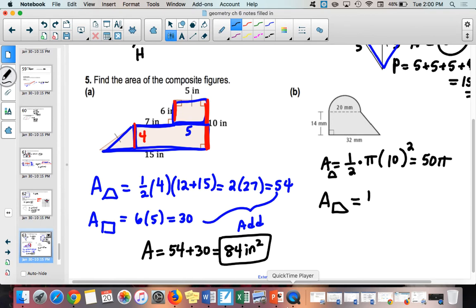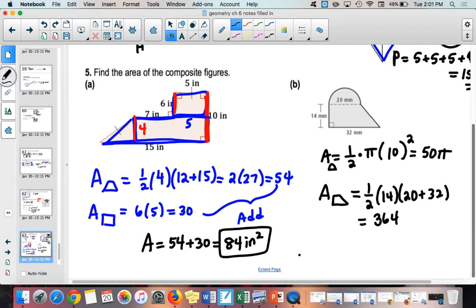And the area of the trapezoid is 1/2 h. h is going to be 14. B1 is 20, B2 is 32. So I get 1/2 of 14 is 7 times 52. So 364 on my calculator. So the total area would be adding those together. So I'd write 50 pi plus 364. And that is an answer. That is what we call the exact answer.